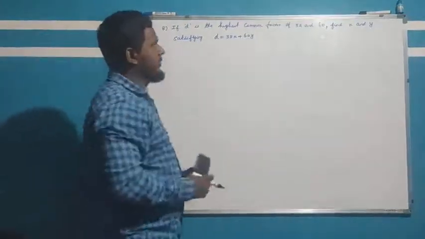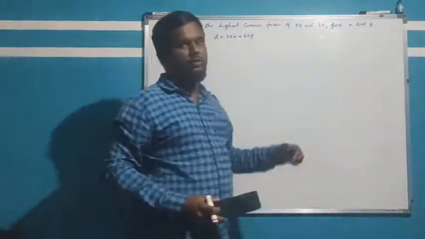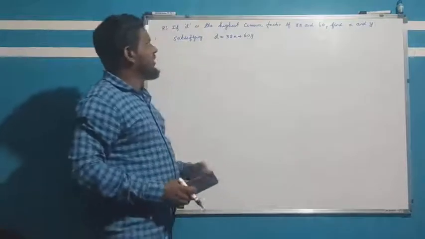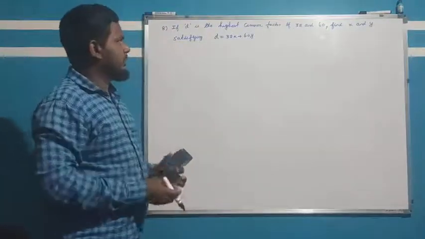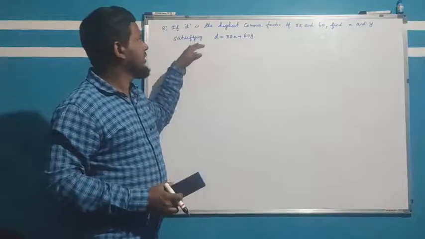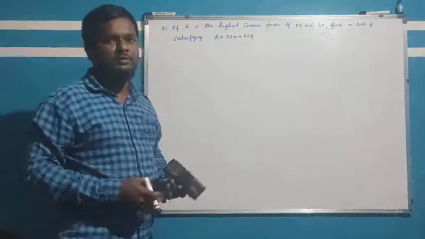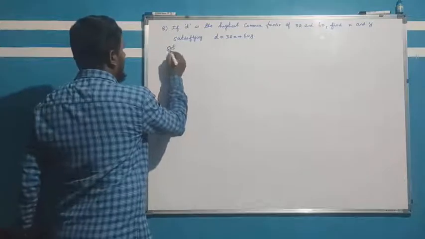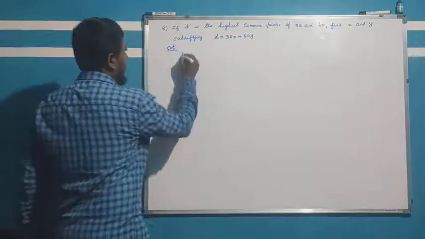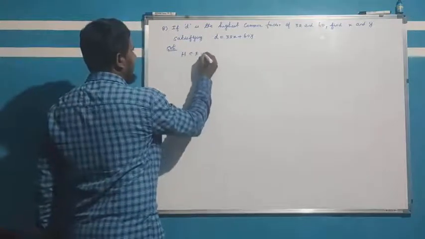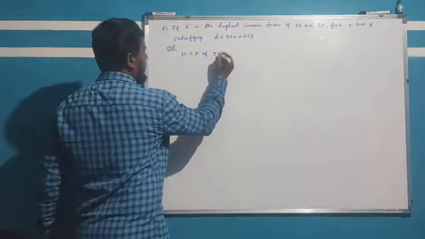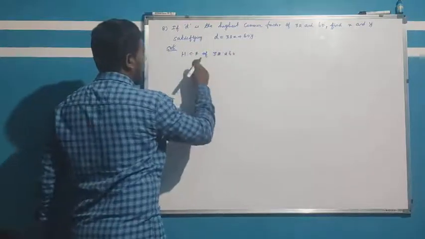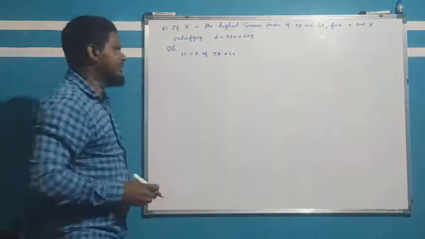Then find X and Y. How to find? Satisfy that D is equal to 32X plus 60Y, and you have to find the value of X and Y. So how to do? We can find the solution. First you have to find the HCF of 32 and 60, the highest common factor.